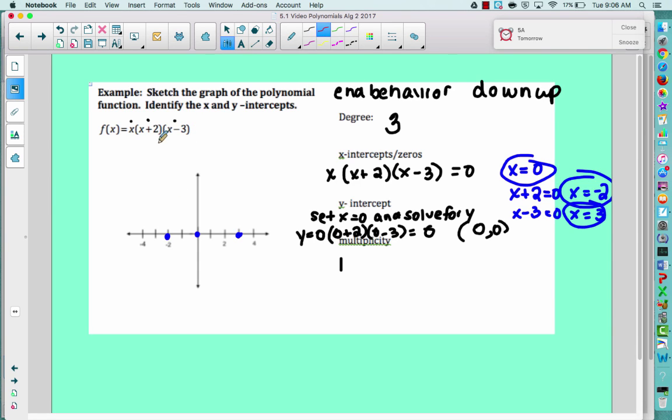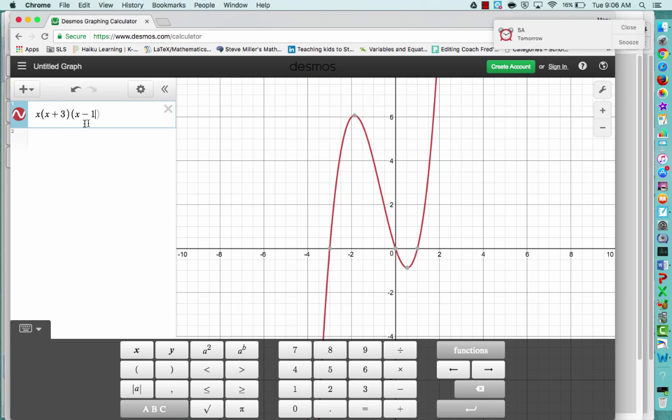All right, so now I know it's going down, up, so I'm starting down. I'm going to go through -2. I'm going to turn around, and I'm going to go through 0. And I'm going to turn around so that I'm going up, and I'm going to go through 3. That ensures that my graph has a multiplicity of 1, meaning it goes through each point, and that it ends down, up. And then I'm going to verify it on Desmos, which I'm going to be asking you guys to do with each graph that you do, just to make sure you understand that.